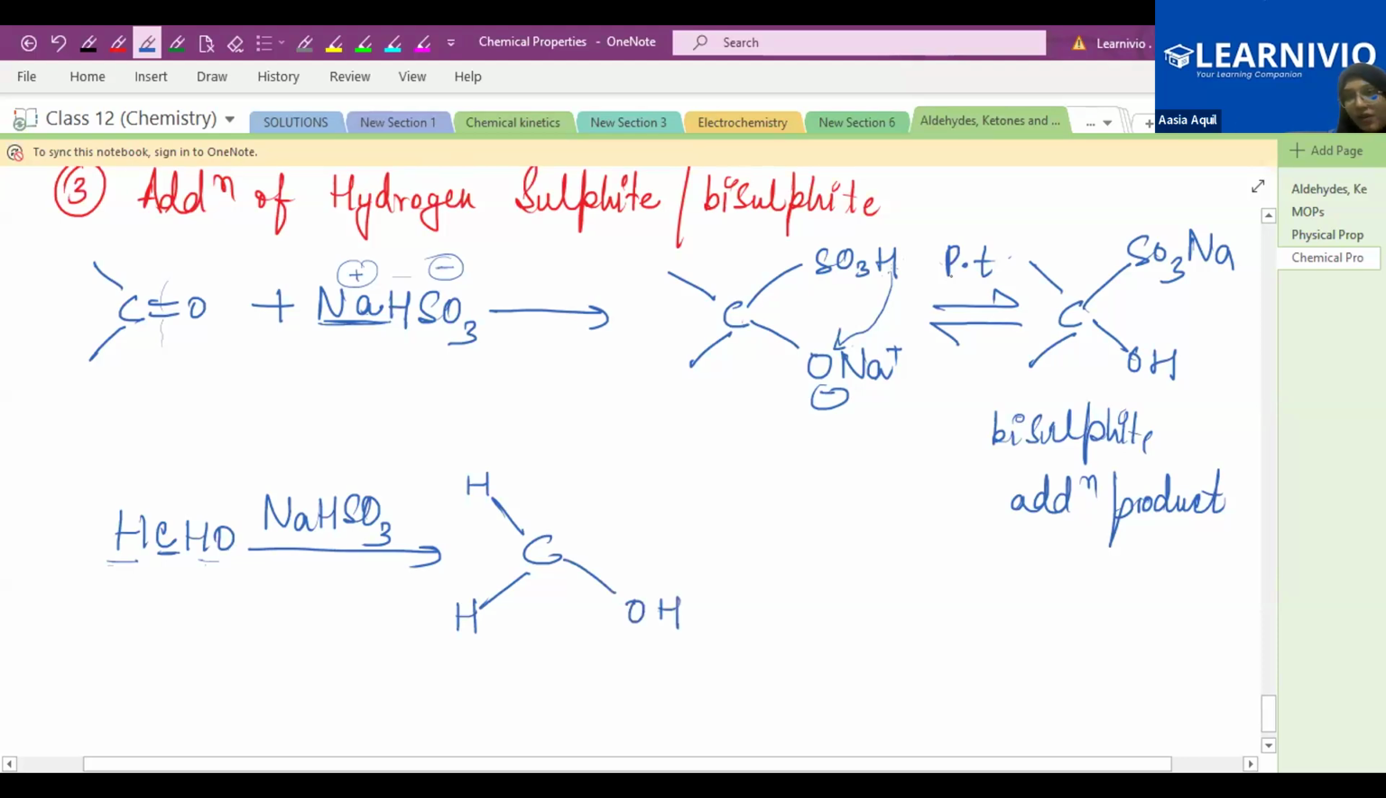Finally, after proton transfer, I'm just talking about the final step. Just attach the hydrogen to the oxygen, and the remaining group NaHSO3 is just attached over here. SO3, not hydrogen, because hydrogen gets attached to the oxygen. So hydrogen gets attached over here, and the remaining group SO3Na will get attached to the same carbon. SO3Na, that is the product. That is the addition product. Is it clear?